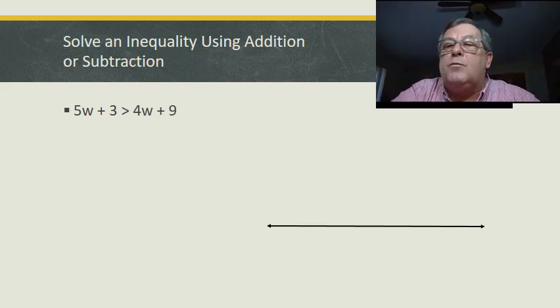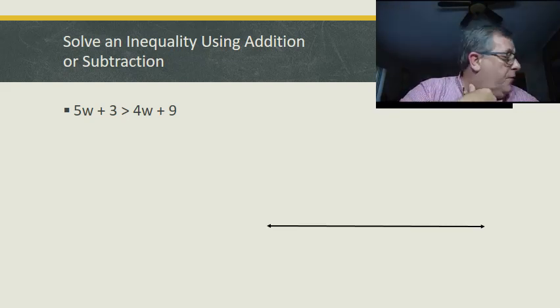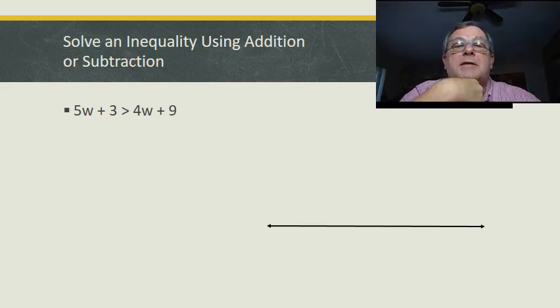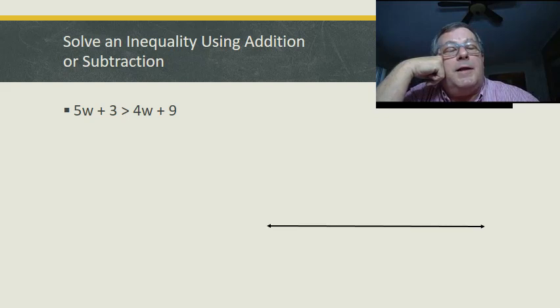Okay, we're in section 1-5, solving inequalities. And we're first going to look at solving an inequality using addition or subtraction. Now this corresponds to page 34 in your textbook. This is example 1. We've got a couple of examples here we're going to work through. Again, that's on page 34 in your textbook, example 1.